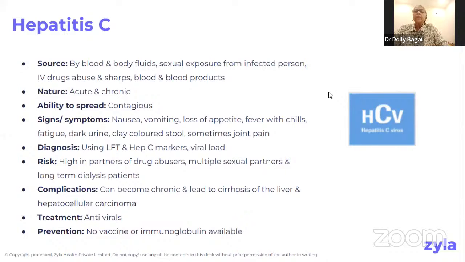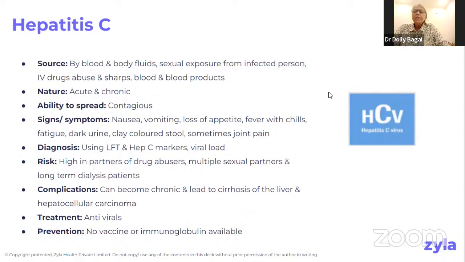Complications are similar, can become chronic and lead to cirrhosis of the liver and hepatocellular carcinoma. The treatment again is antivirals. But here comes a word of caution. There is no vaccine, there is no immunoglobulin. So the only thing that you can do is to prevent yourself from getting hepatitis C.